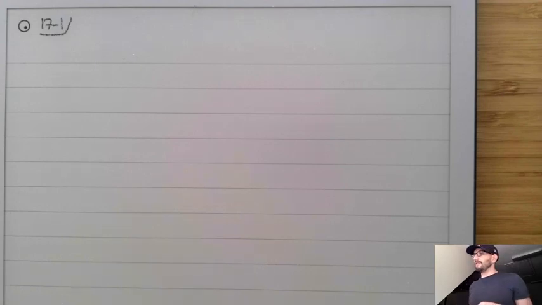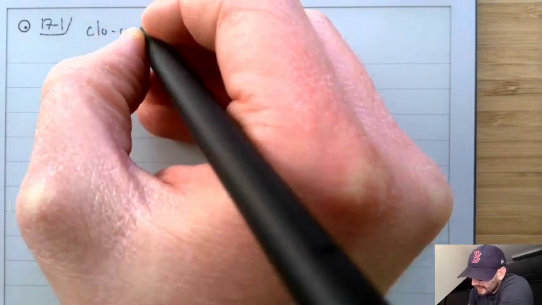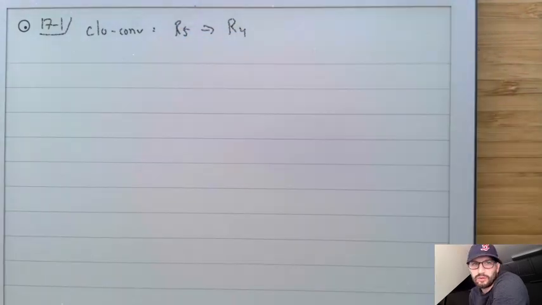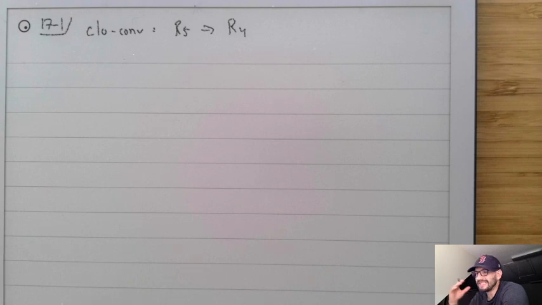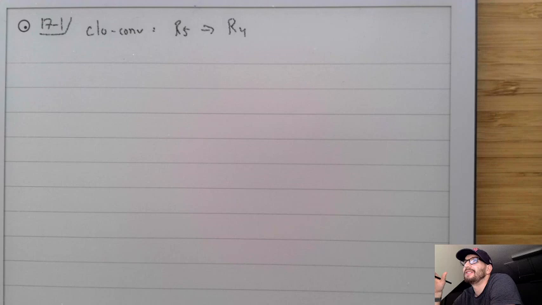Compiler construction number 17. So today we'll talk about the closure conversion pass. Closure conversion's job is to take an R5 program and turn it into an R4 program. The basic idea is that we're going to go through the program and identify all of the lambdas and turn those lambdas into a constructor for a vector, and then we're going to find all function applications and change those as well.